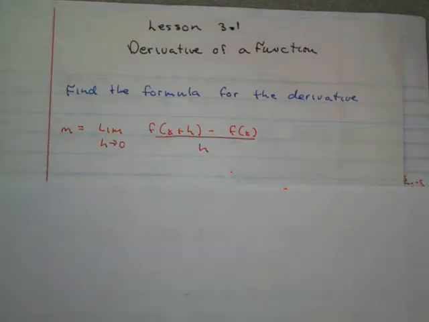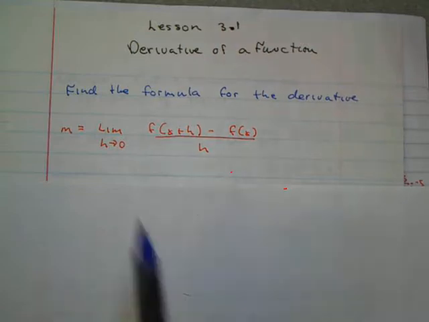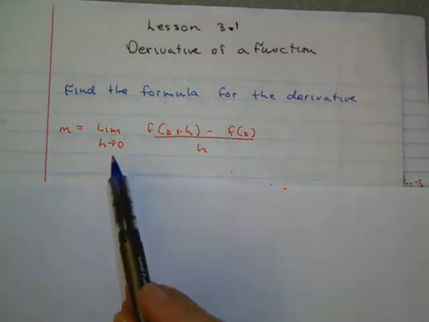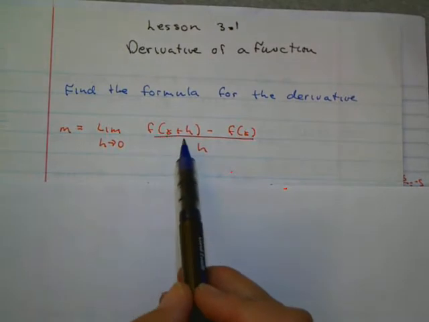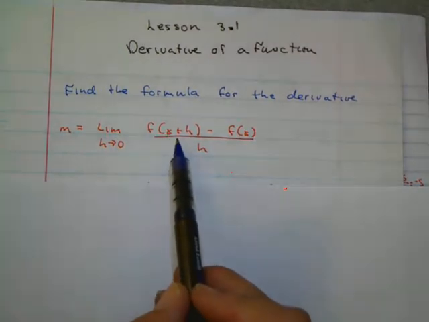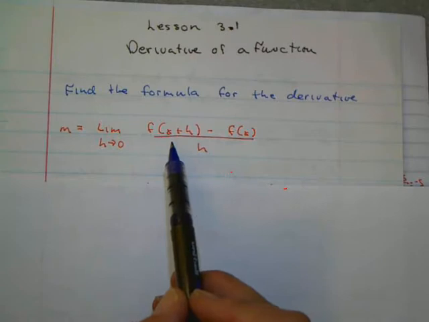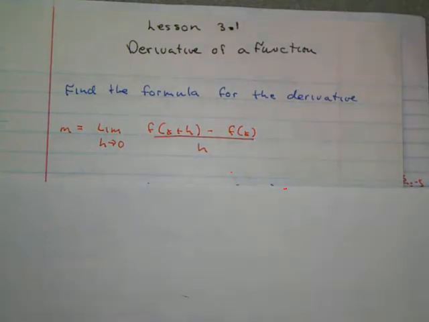The slope equals that limit as h approaches 0 of f of x plus h minus f of x over h. Just like we've done in the past, if we put in x plus h instead of a value, 2 plus h or 3 plus h or whatever, we'll get a formula that will give us the slope at any point on the graph of f of x. When we do that, we have found the derivative formula.